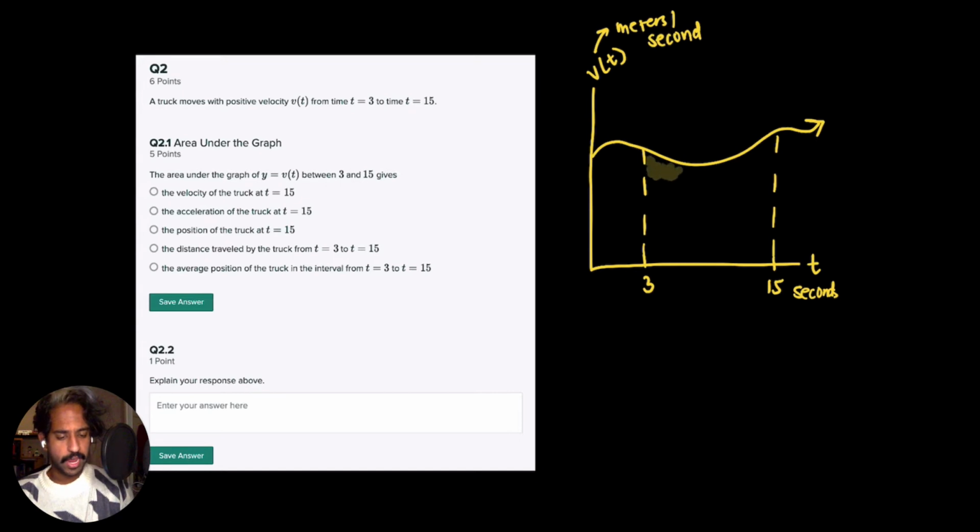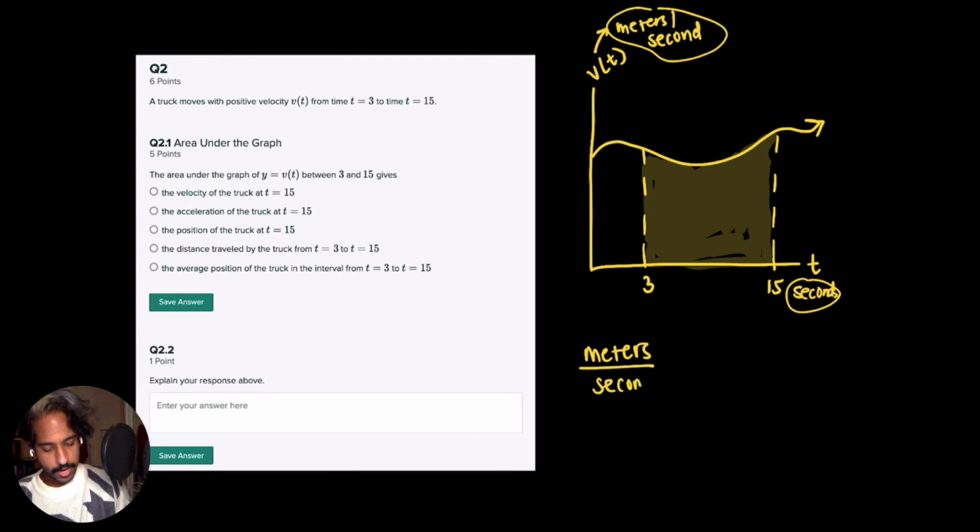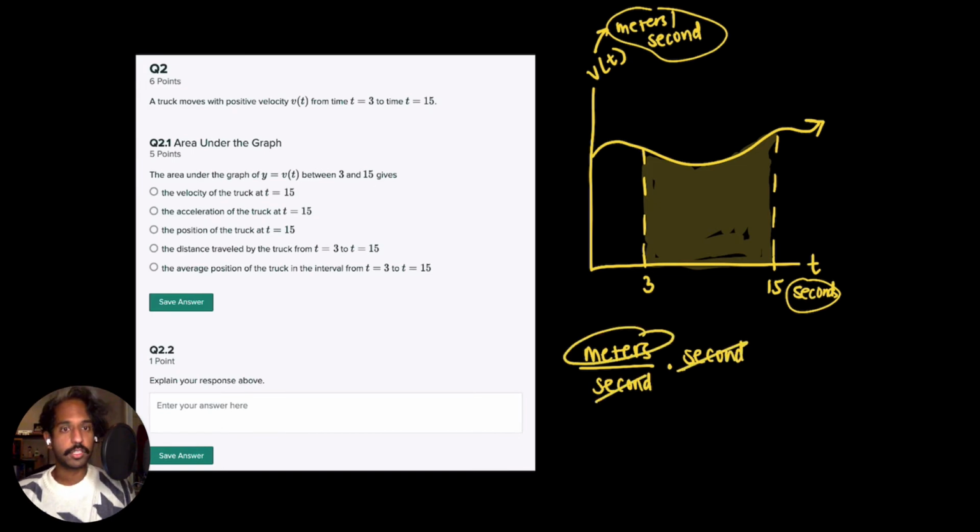If we found this area over here, what that would tell us is the height times the width. And the height in this case is represented by meters per second, v of t. And the width is represented by seconds, time. So if we do meters per second times seconds, we know that our solution is going to have units of just meters. And so we need an answer that's just going to be in meters.